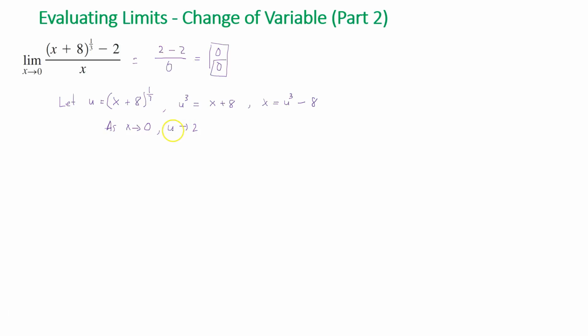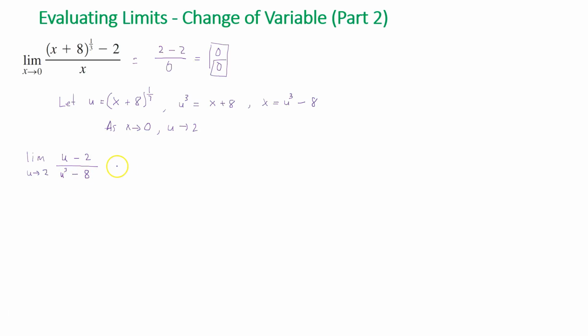And so now I'm ready to write an expression in terms of u. I'm going to have the limit as u approaches 2, and now I'm going to replace the (x plus 8) to the power of 1 over 3 with u. So I'm going to have u minus 2 on top, divided by, and the x I'm going to replace with u cubed minus 8. So u cubed minus 8.